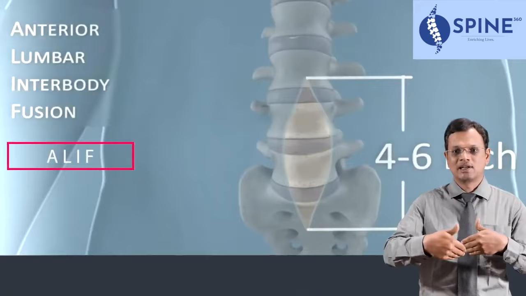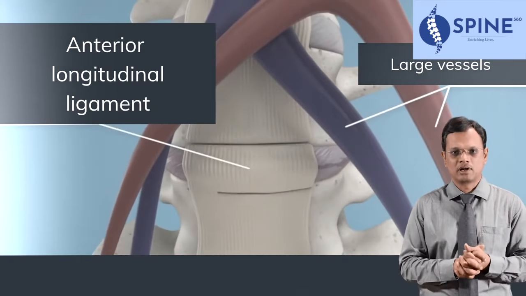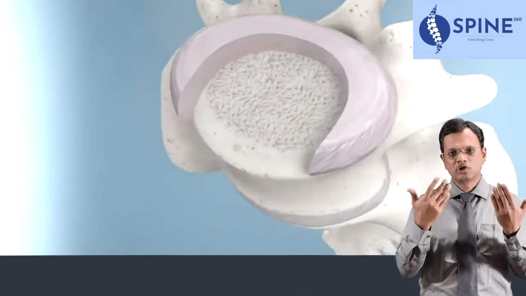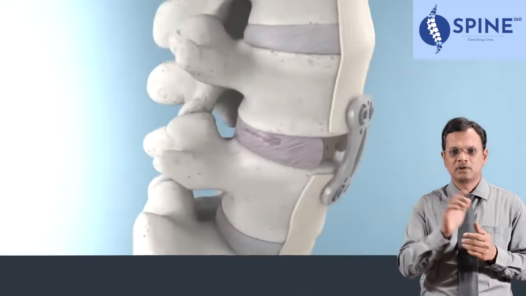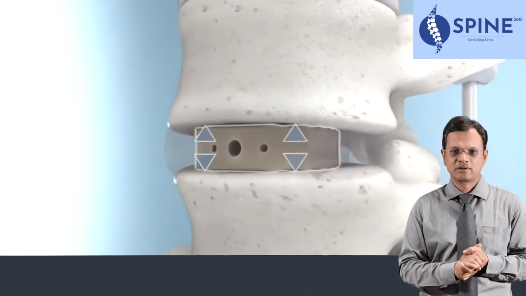More rarely, we can do a procedure from the front also, what we call an ALIF, or anterior lumbar interbody fusion, which also has its own indications and certain advantages in some different conditions. So a lumbar fusion procedure, as you can imagine from what I told now, can be done from all sides: from the back, from the side, from the front. Of course, each of these has its own indications, advantages, and disadvantages.